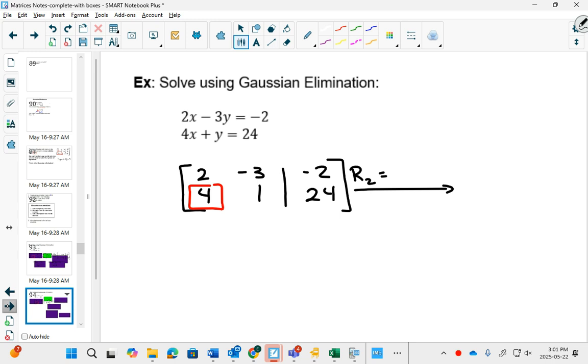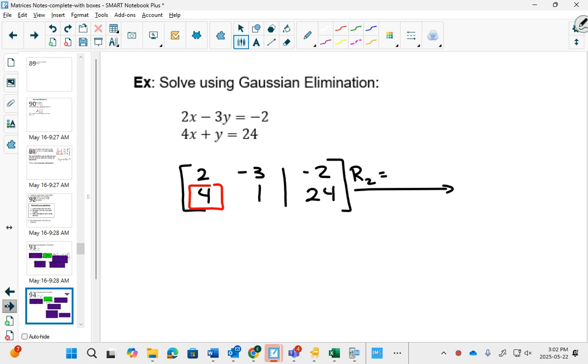Any ideas how to get that to be a 0? Could flip them. I could make them either one. Yeah, I could flip them to begin with. But there's a way to make it 0. What would you do? You could do 2 times row 1 minus row 2, or you could do row 2 minus 2 row 1s. Whichever, it doesn't matter. Whatever helps you with your mental math.